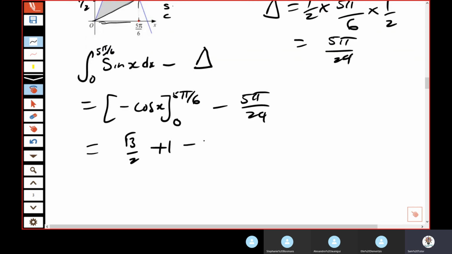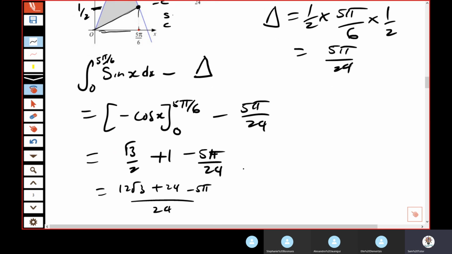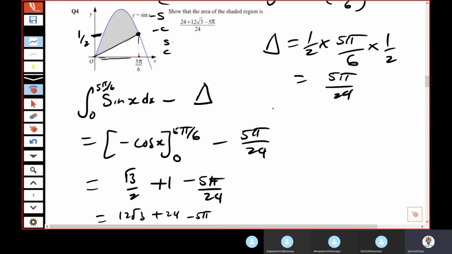And then you want to make it into a common denominator of 24. So you're going to times that one by 12, times that one by 24, and voila. Let's have a look: 24 plus 12 root 3 minus 5 pi on 24. So two things there that got you guys. The first one, I agree with what you were doing, Steph. You said integral of the top one minus the integral of the bottom one.